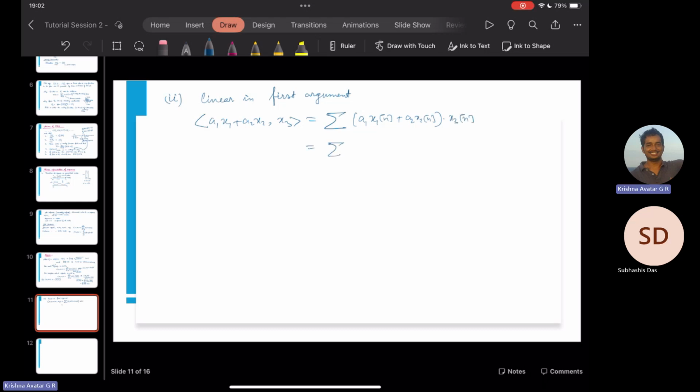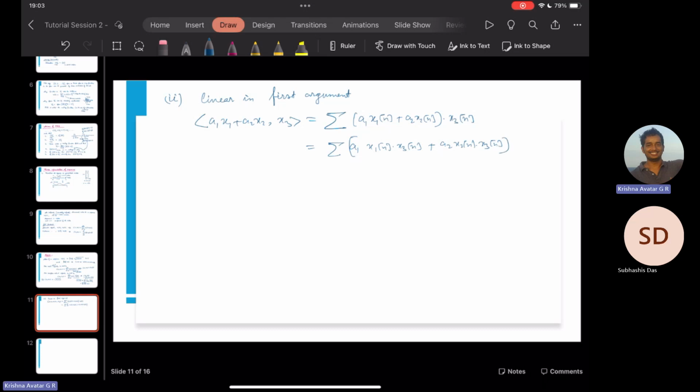And let's say multiply it. So a1, and you can just bring it inside. You have a1 times x1[n] x3[n] plus a2 x2[n] x3[n].